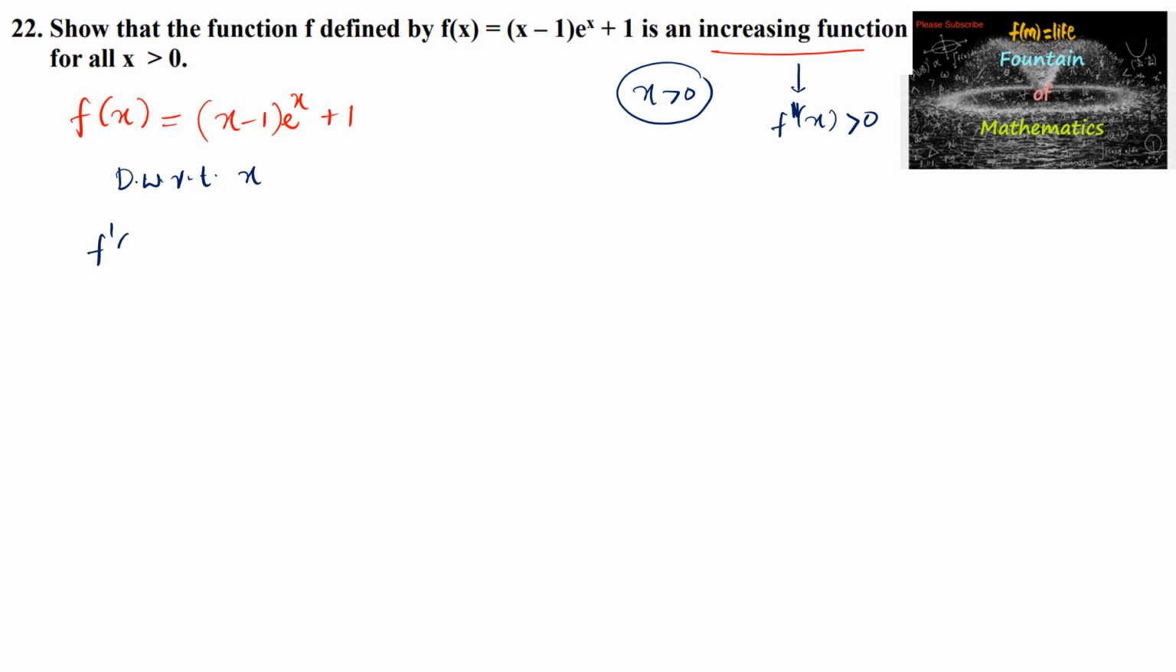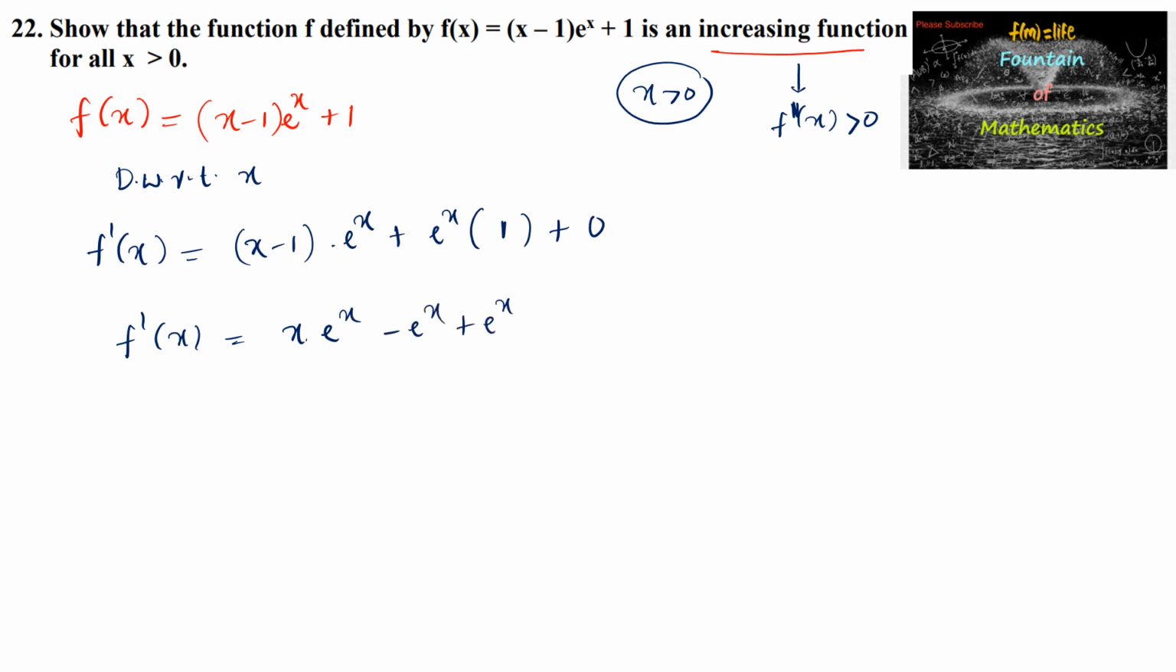So we have f dash of x is equal to x minus 1 into differentiation of e power x, which is e power x, plus e power x into differentiation of x minus 1, which is 1, plus differentiation of 1, which is 0, by using the UV rule. So we can write f dash of x is equal to x into e power x minus e power x plus e power x. That is, f dash of x is equal to x into e power x.